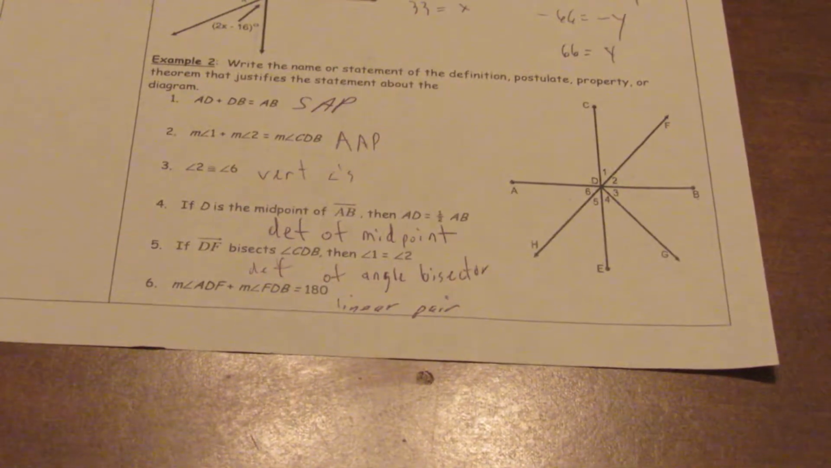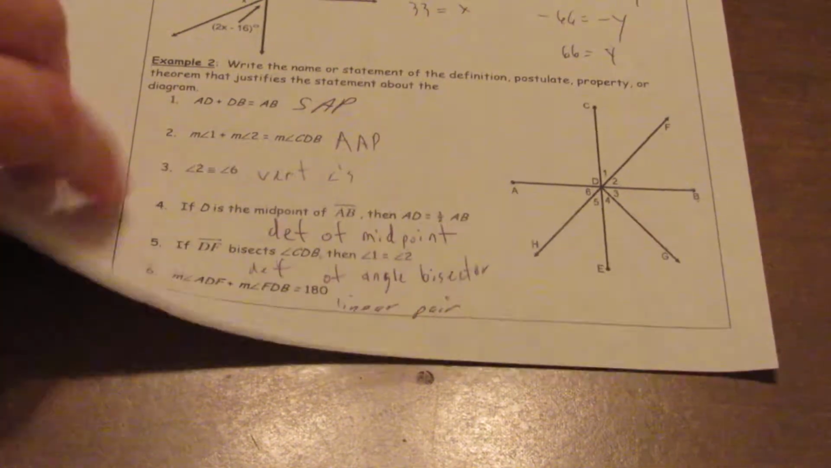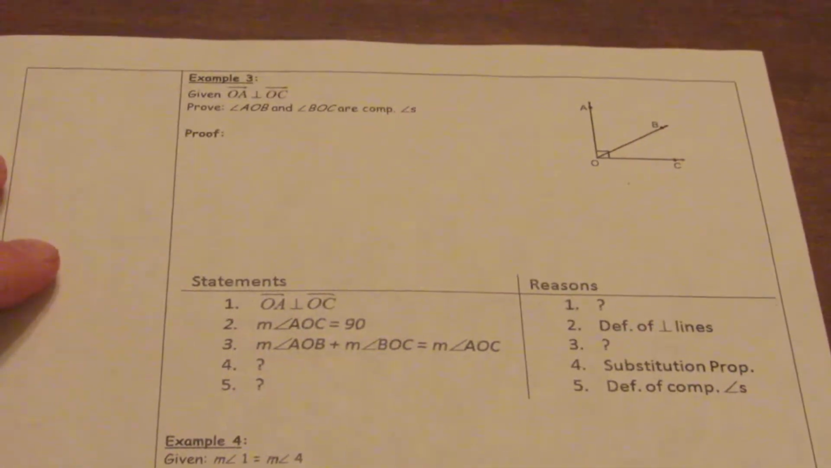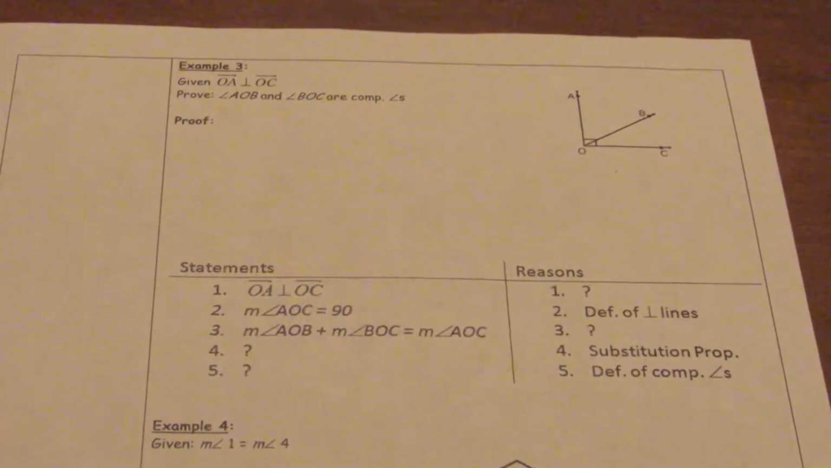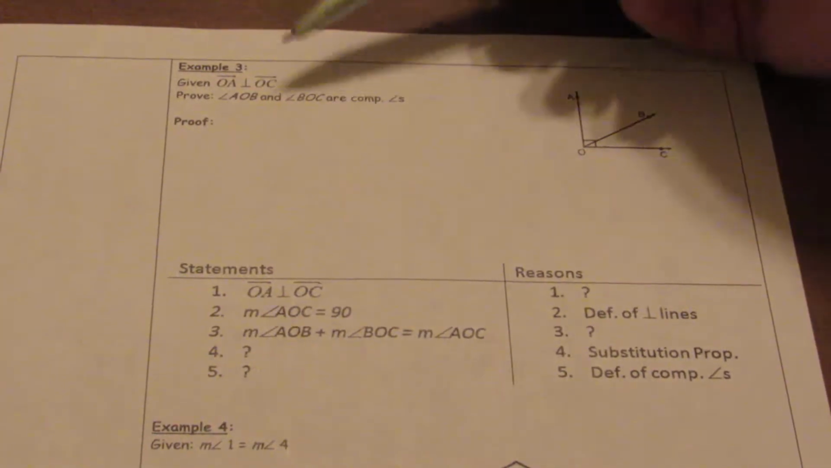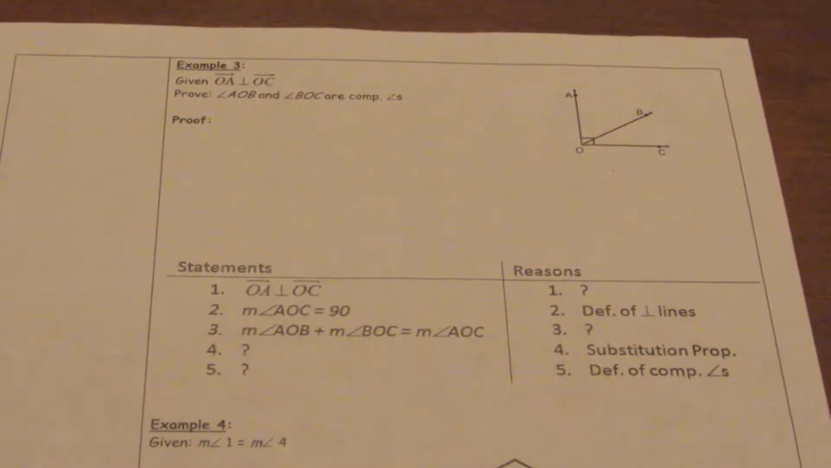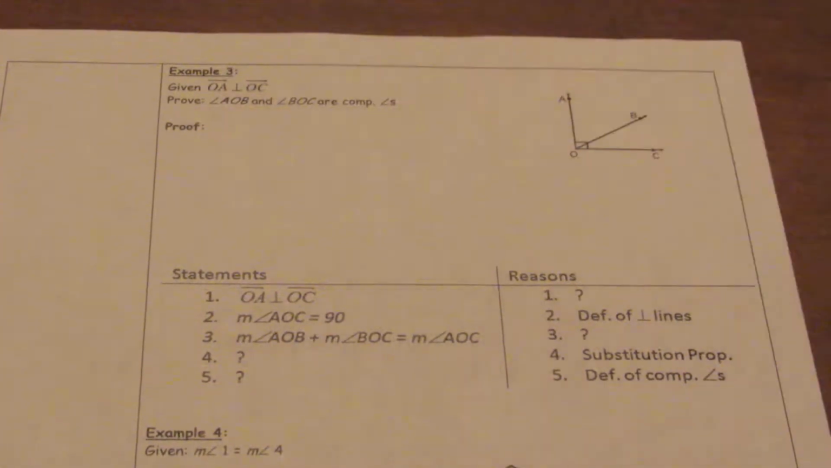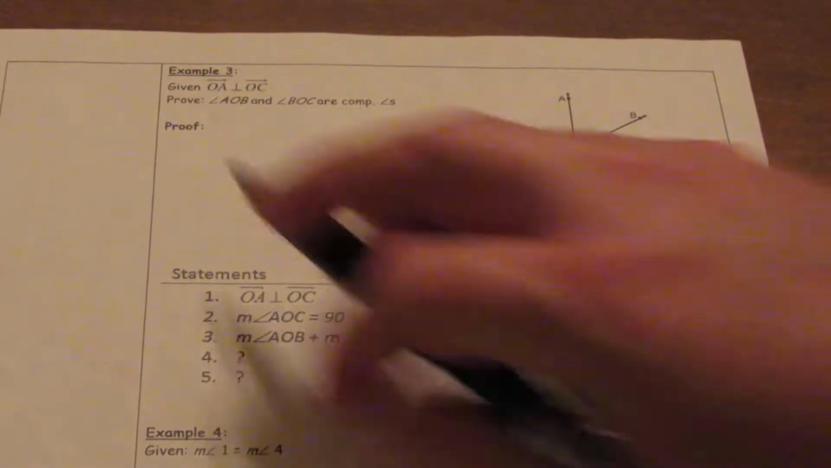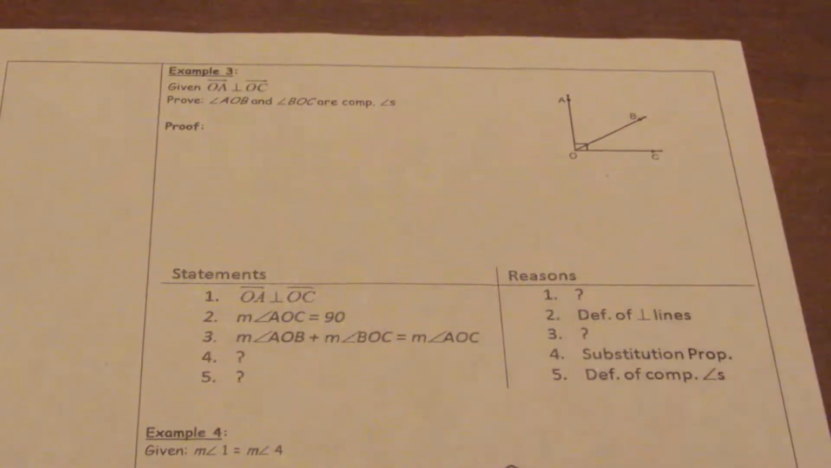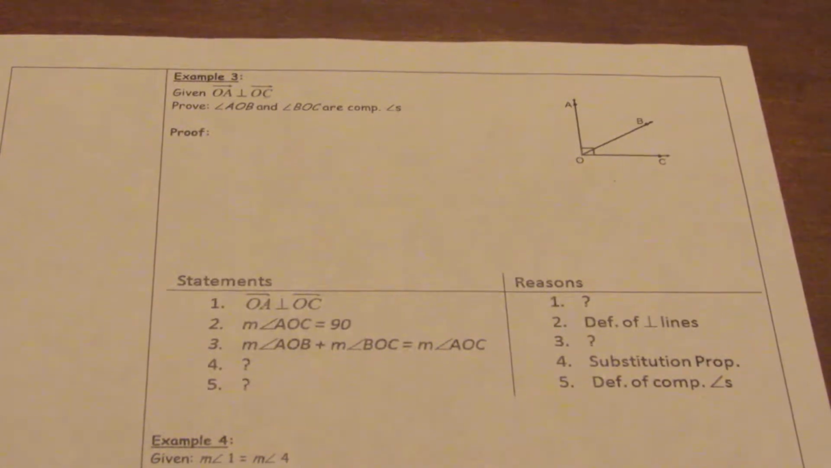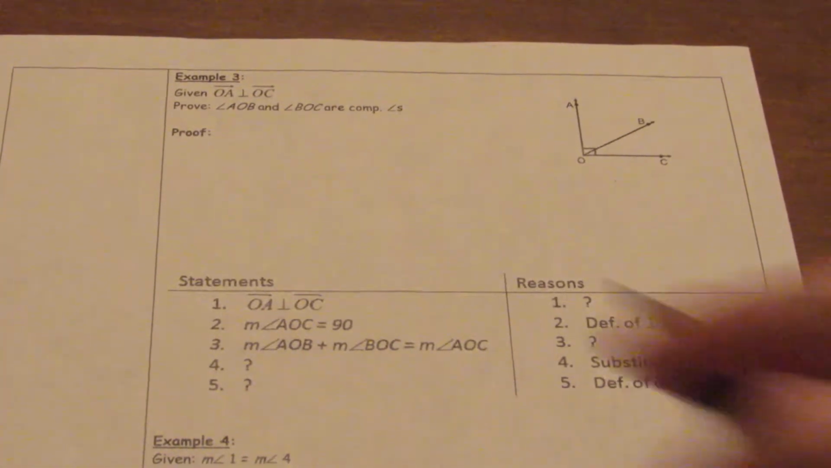Flipping it over, we're going to look at two proofs. The first one, they filled in most of it for us. We just need to fill in a couple of gaps here. All right. The upside down T is perpendicular. So my given is OA is perpendicular to OC. They want me to prove that angle AOB and angle BOC are complementary. Remember, complementary means they add up to 90 degrees. So that perpendicular is very helpful.